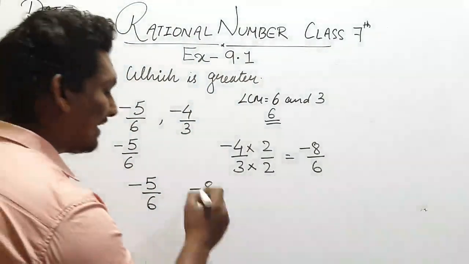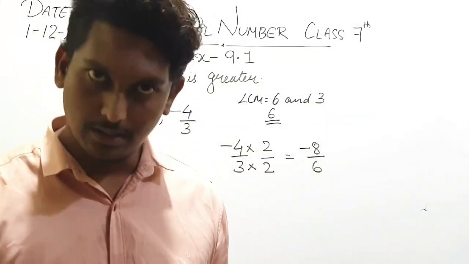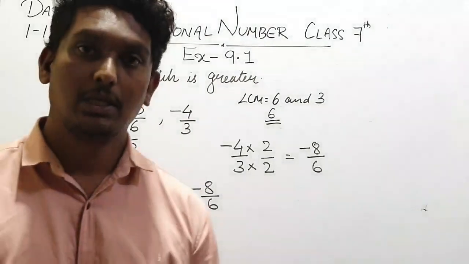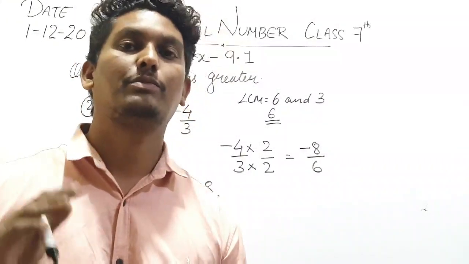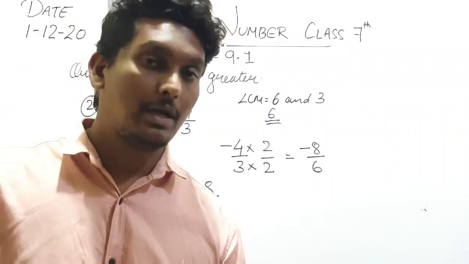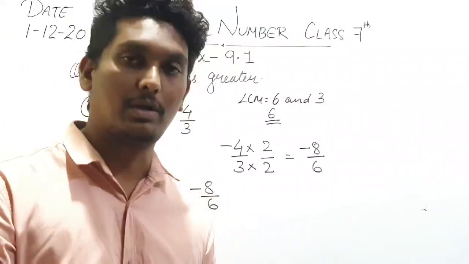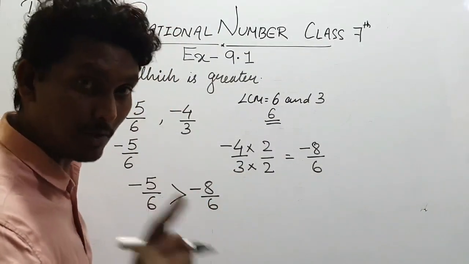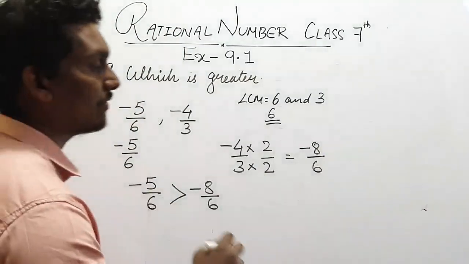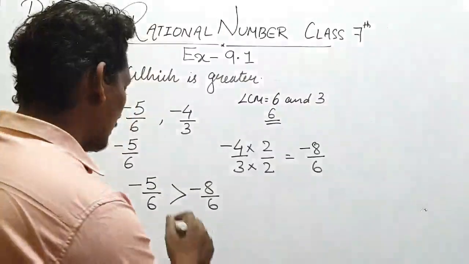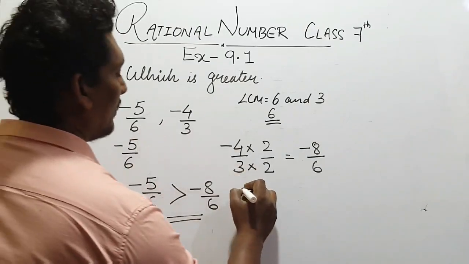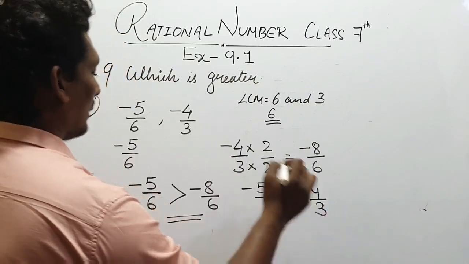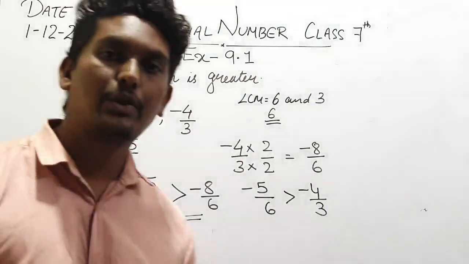So here minus 8 is smaller. Okay, so which one is greater? Minus 5 by 6. So in negative numbers, always smaller numbers are greater and always greater numbers are smaller. Here the greater number minus 8 is smaller, and the smaller number minus 5 is greater. So this is the final answer: minus 5 by 6 is greater than minus 4 by 3. Hope it is clear to you. Just go through it.